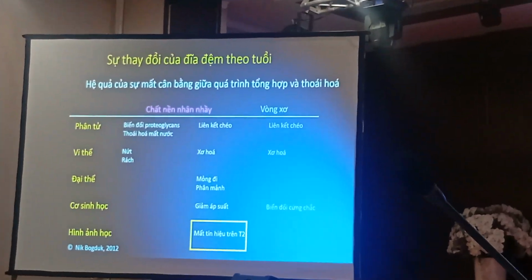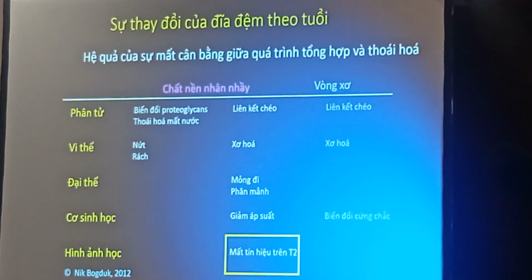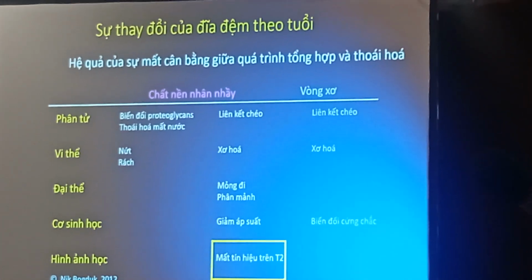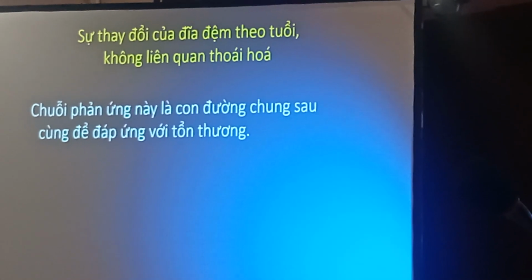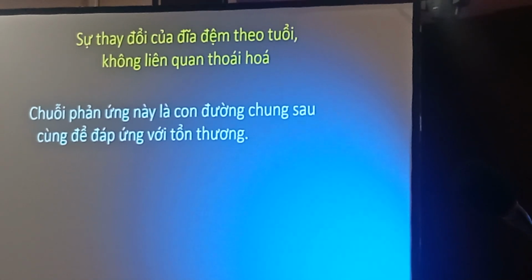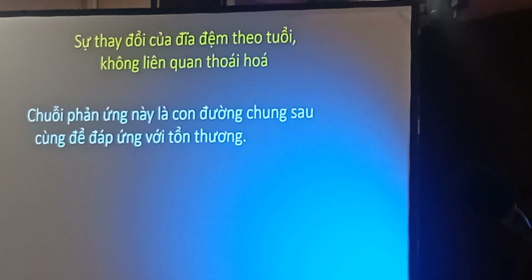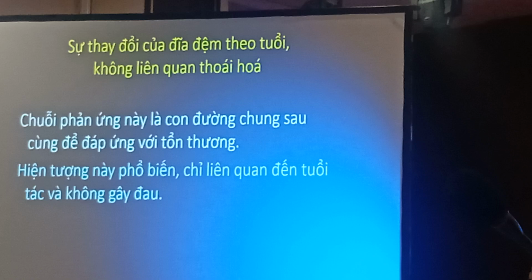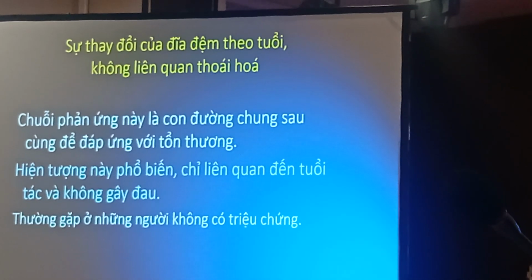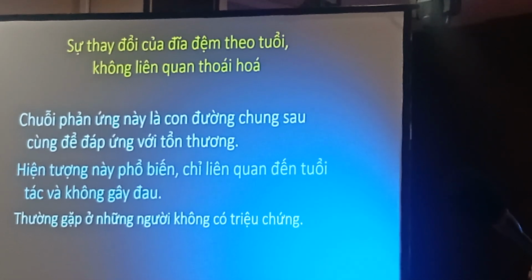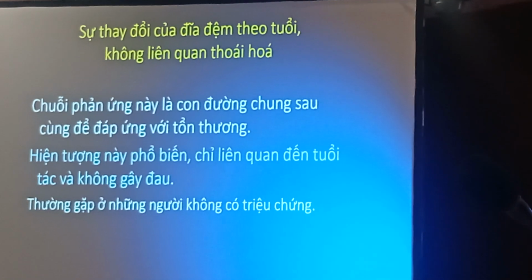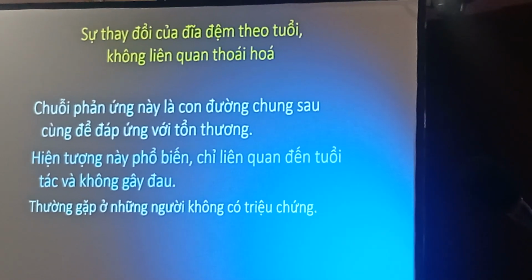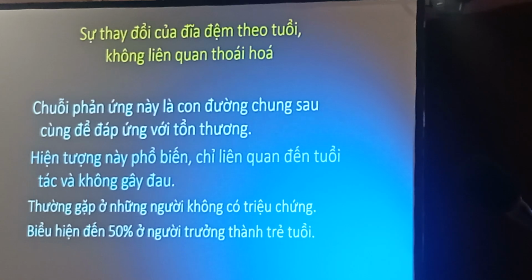So this cascade of change is the final common pathway of the response to any insult. It's ubiquitous, it's extremely common, and it correlates only with age and not specifically with pain. It's commonly present in asymptomatic subjects. Up to 50% of young adults will have these findings, and everyone in this room has at least one degenerated lumbar disc, I would wager.